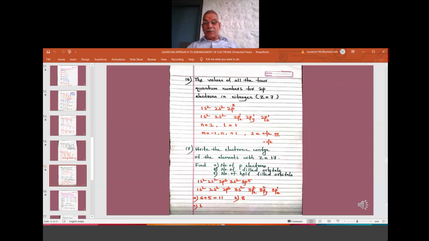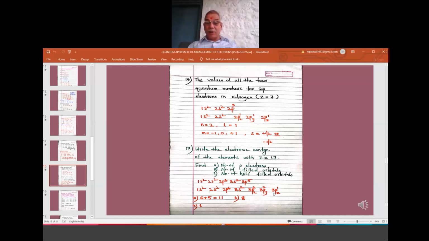Now 3p5, how to write 3p5? It is further written as 3px, 3py, 3pz. So 3px2, 3py2, 3pz1. Because there are 5 electrons, two orbitals get pairing and 1 electron is in the last one. Anywhere you can take it, so 3px2, 3py2, 3pz1 I have taken.